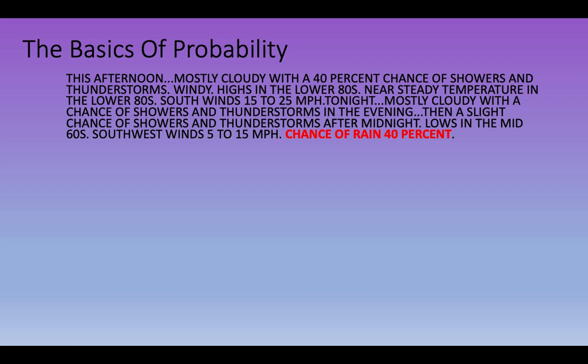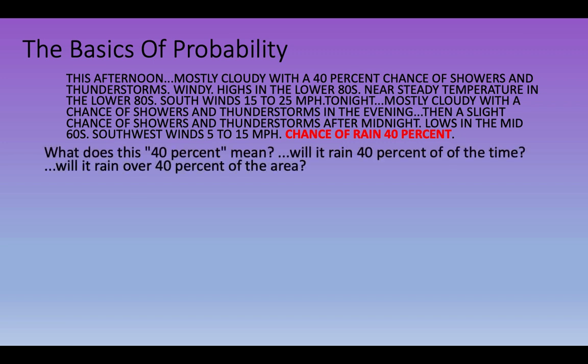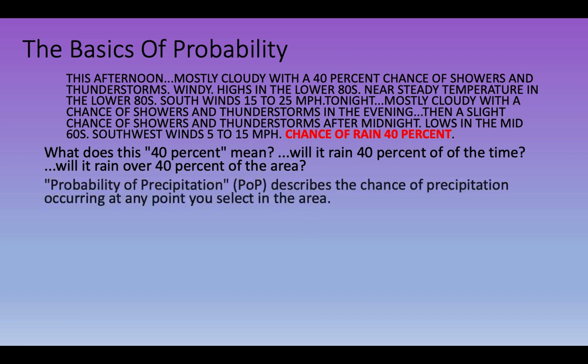If we think about a common case where we use probability every day, think about your weather forecast. You're going to look at some sort of weather forecast and it'll say there's a 40% chance of rain. And so what does that actually mean? What does 40% mean? Will it rain 40% of the time? Will it rain over 40% of the area? What is that actual definition?